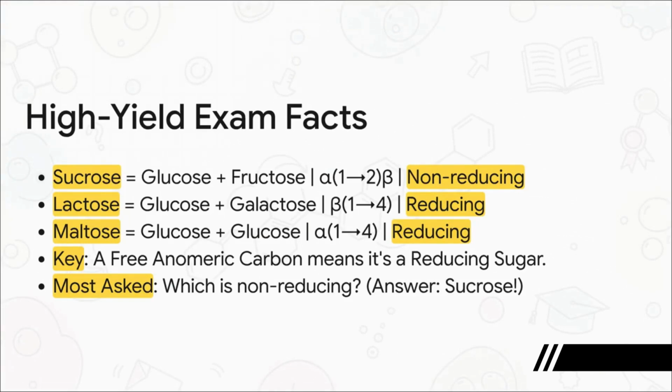Sucrose, glucose plus fructose, non-reducing. Lactose, glucose plus galactose, reducing. Maltose, glucose plus glucose, reducing. What's the key factor that makes a sugar reducing? A free anomeric carbon. And what's the most asked question on this topic? Which sugar is non-reducing? The answer is always sucrose. Seriously? Get your phone out and screenshot this slide right now. This is your ultimate last-minute cheat sheet.